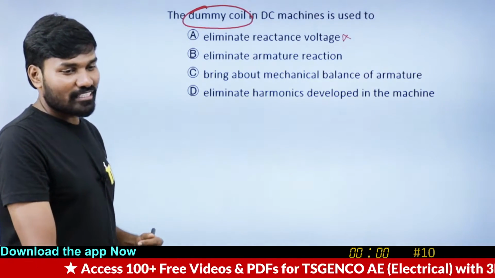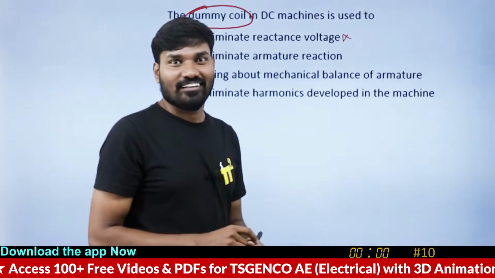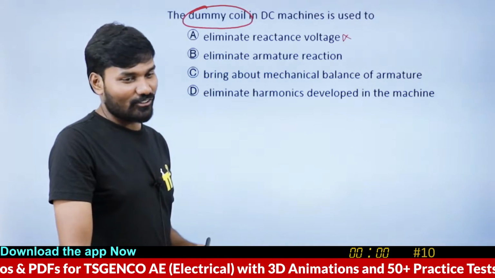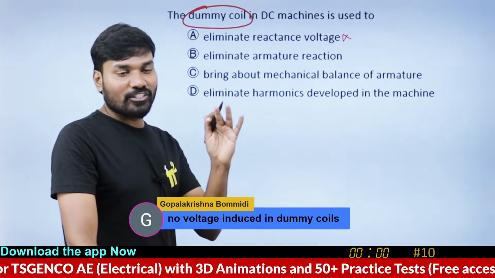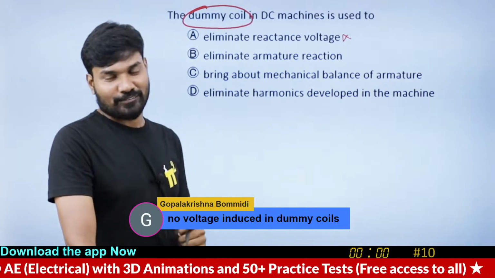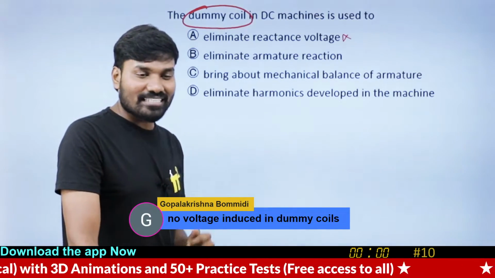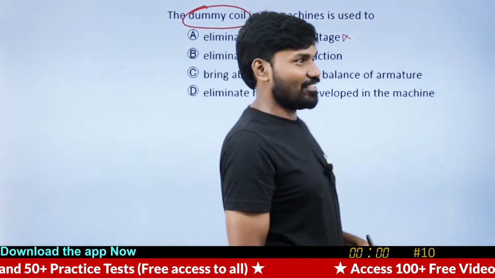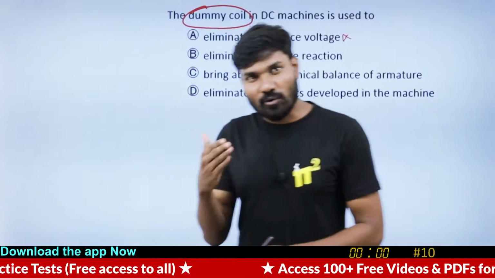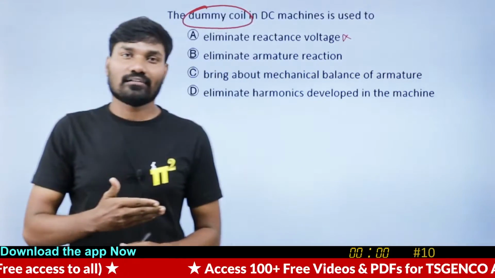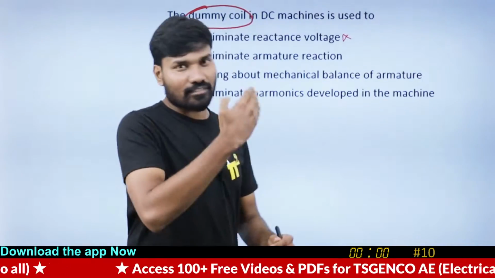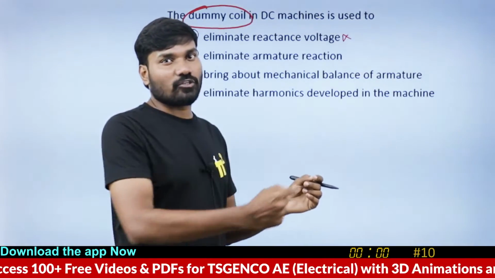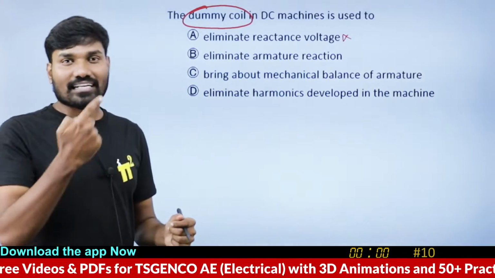No voltage induced in the dummy coils? Wrong. Gopal Krishna, you're wrong. Voltage is induced in the dummy coils. No current is flowing in the dummy coils, there is a difference. A dummy coil is also a copper conductor, just like any other conductor, but it is not included in the connection of the winding. But after all, it's a conductor.